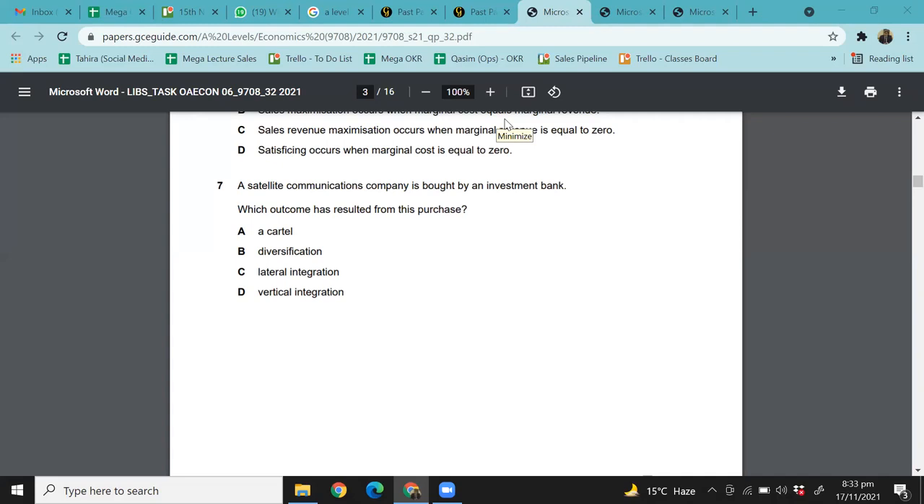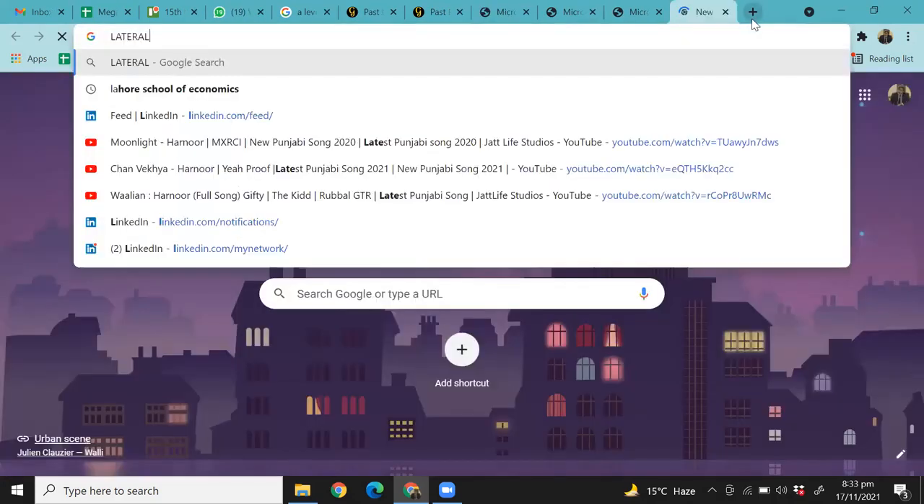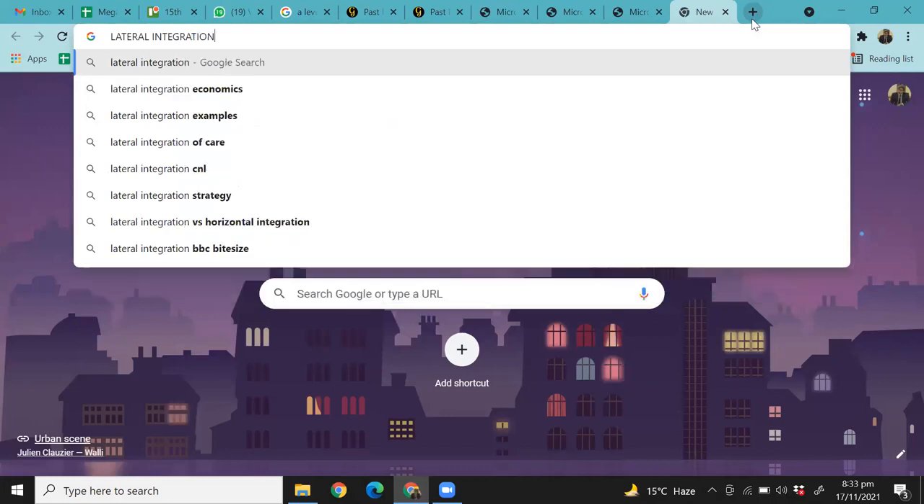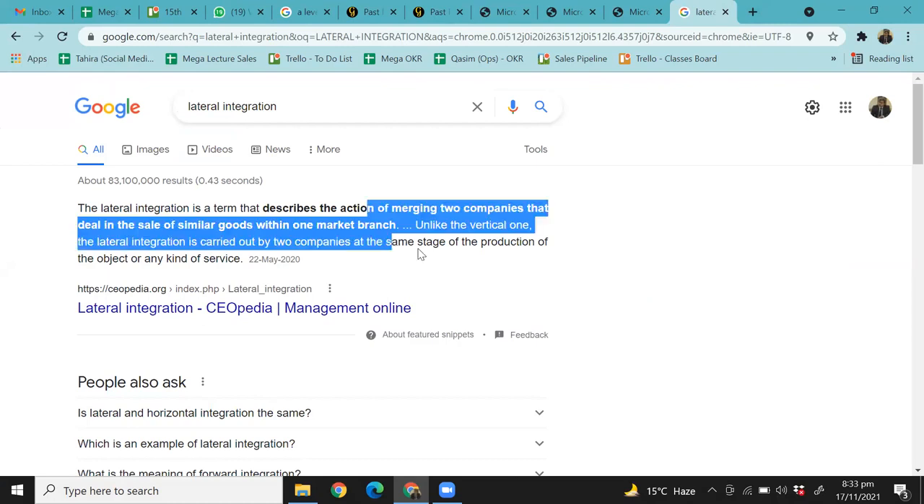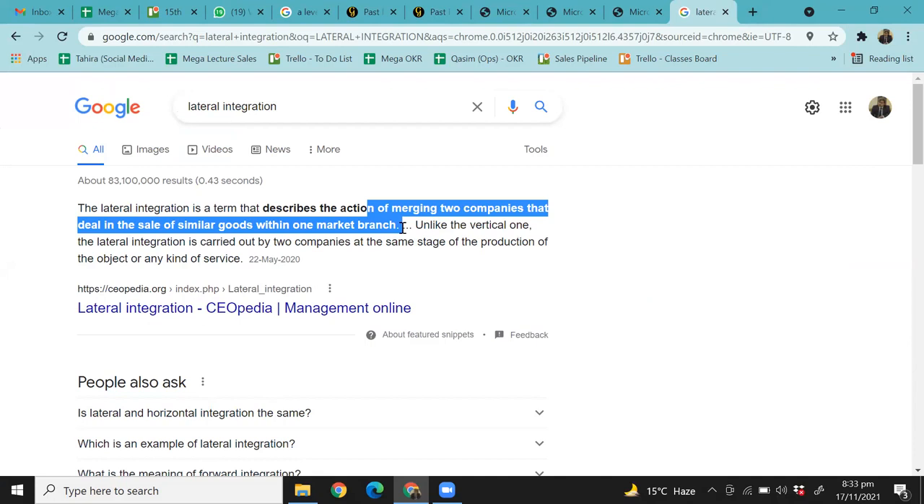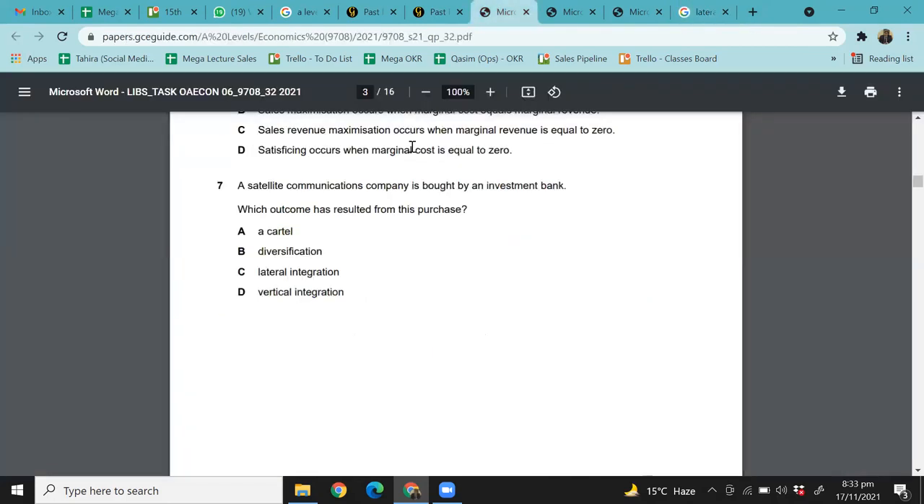So when the two companies are completely different, what is lateral integration? Lateral integration is horizontal integration, the term that describes merging two companies that deal in the sale of similar goods within one market branch. So lateral is the horizontal integration that we have studied. Isha, are you getting me? Then it should be B. Bob, did you get this? It's B, diversification, which we also call conglomerate.